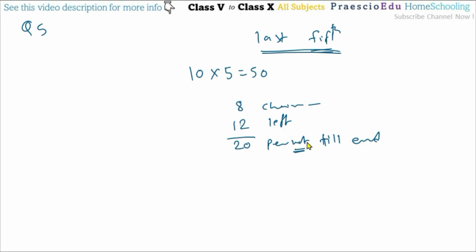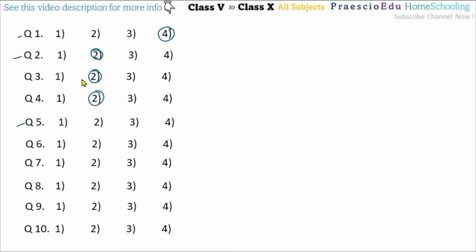So how many persons attended the meeting till the end? 50 minus this 20 we have to do. So 50 minus 20 is 30. So 30 persons attended the meeting till the end, that is the meaning. Okay, so 30 is given in option number 3. So for question number 5, option number 3 is the correct one.